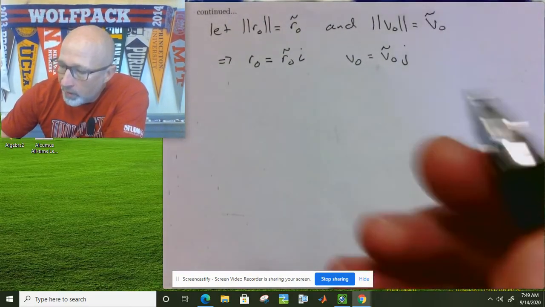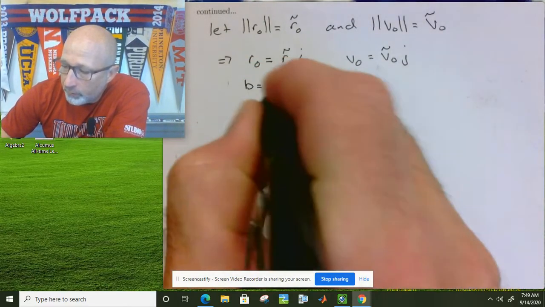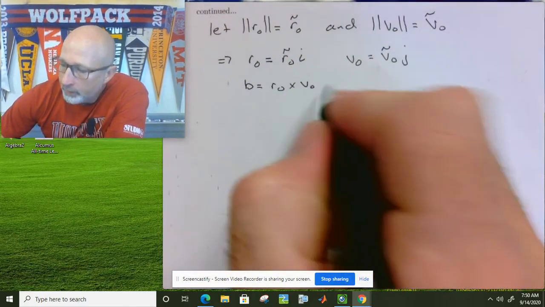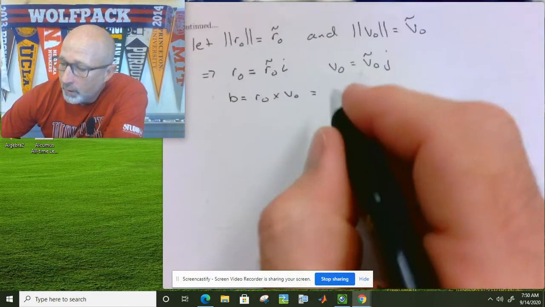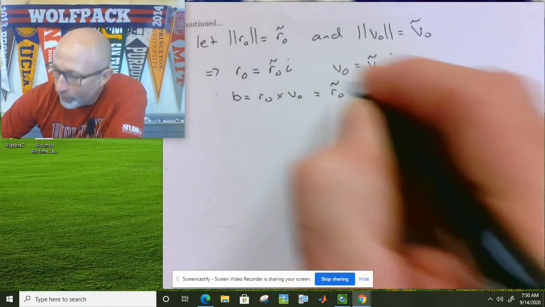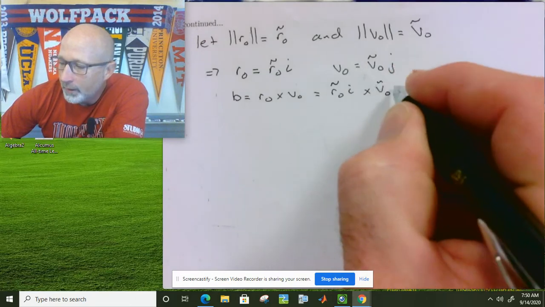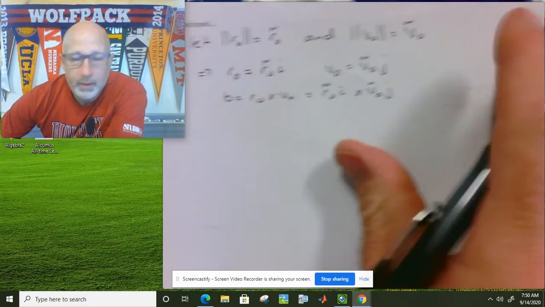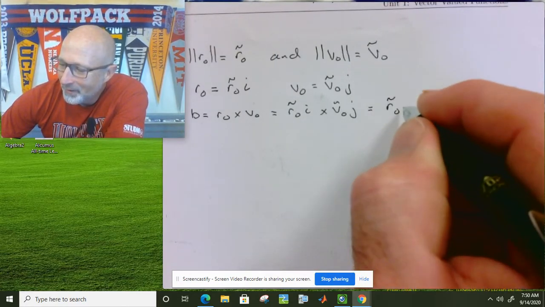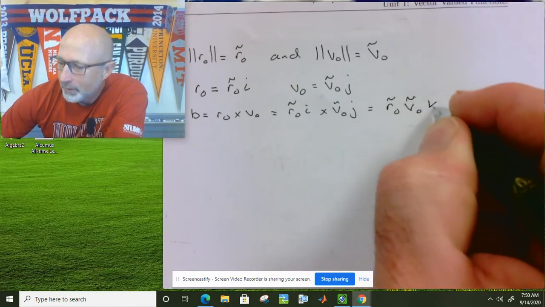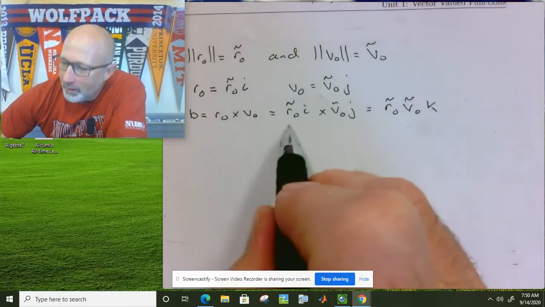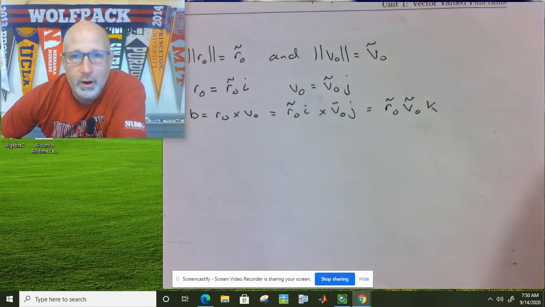Okay, so what do I know then? I know that b, which is equal to r naught crossed with v naught, that was the definition that I gave you on the other side, is going to be equal to, making these substitutions, r naught tilde I crossed with v naught tilde j, which is equal to r naught tilde v naught tilde k. Okay, why did that work out that way? If you notice what we're doing, we have two vectors and we're crossing them with each other.